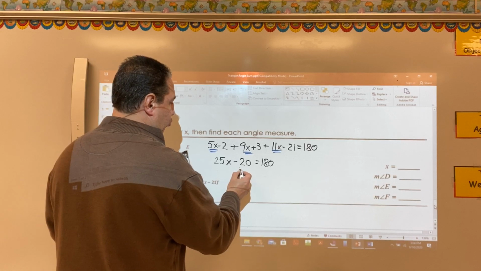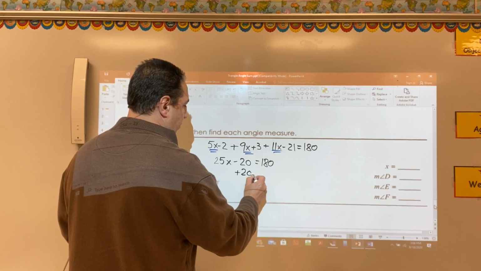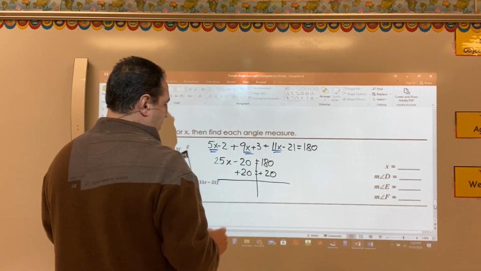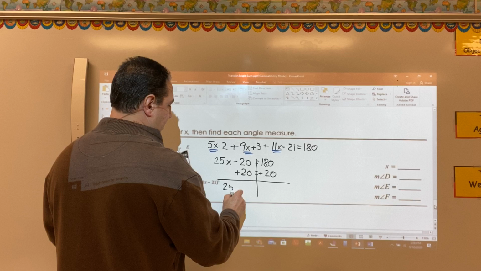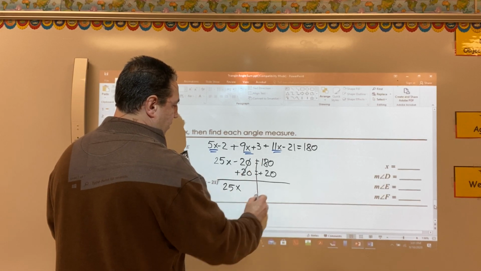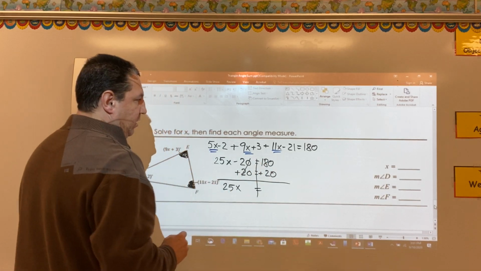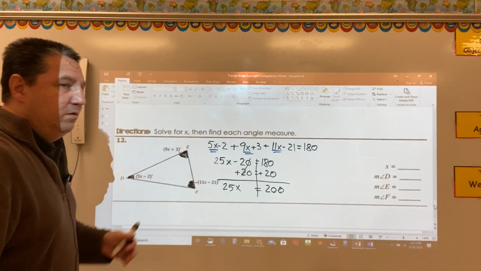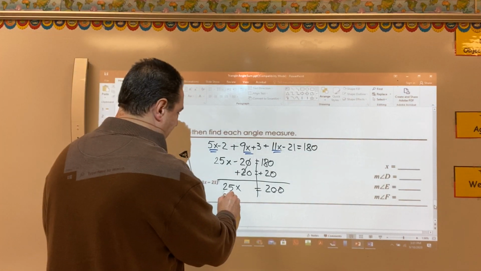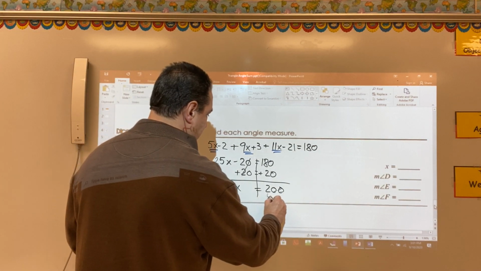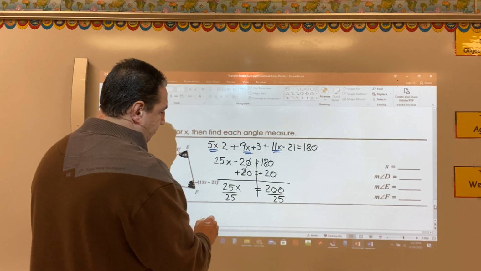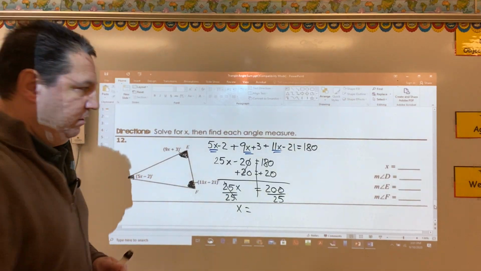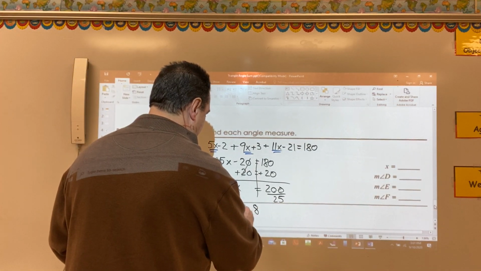First, we get rid of 20 by adding 20 on both sides. So we bring down 25x. These two cancel, equals 180 plus 20 equals 200. And then we simply divide by 25 to get x, both sides. So we get x equals 8. X equals 8.